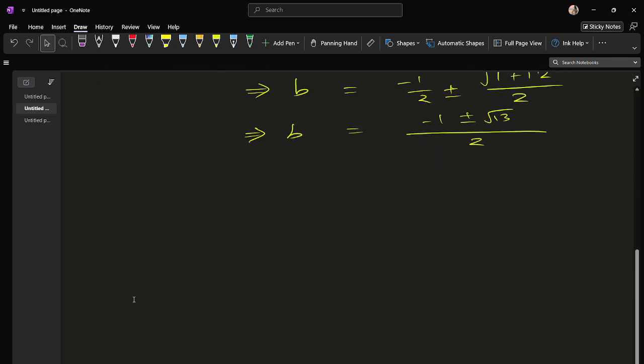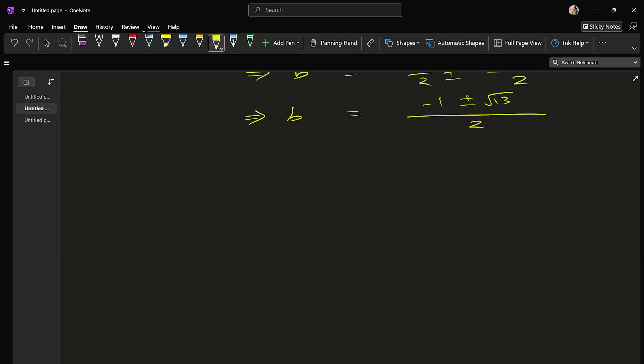So now we are going to find our value of x. Our x minus 5 is equal to b cube. So that is equal to ((-1 ± root 13)/2) whole cube. Yeah, that's correct. So now what is this?